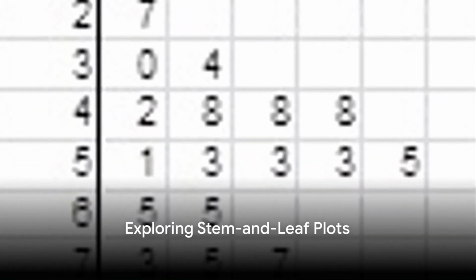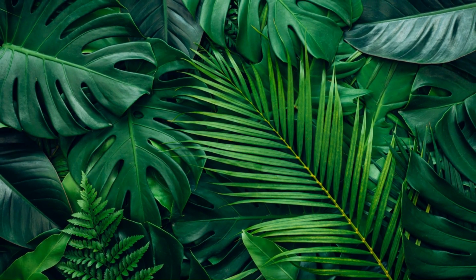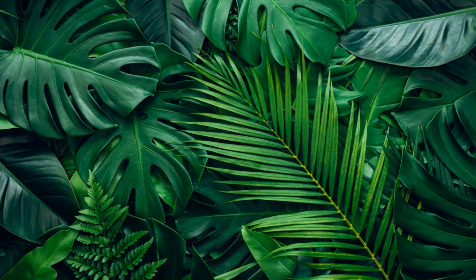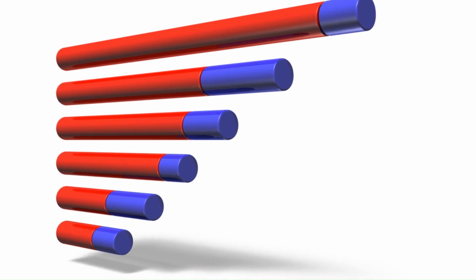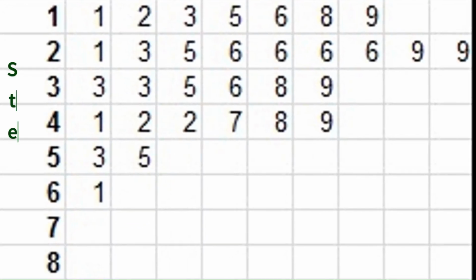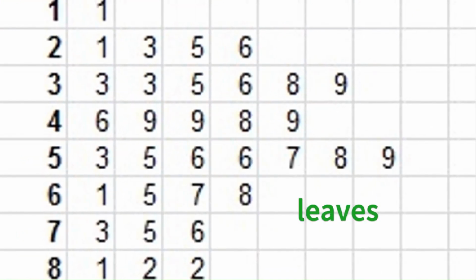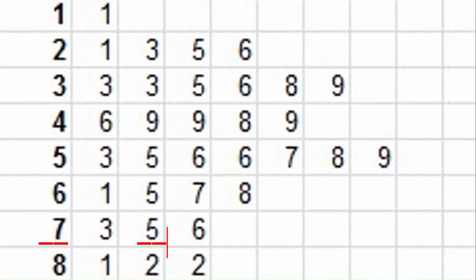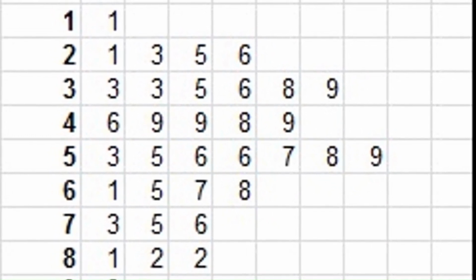of it all. Stem and leaf plots are a little more complex, but they offer a detailed view of your data. Let's dive into the world of stem and leaf plots. These plots are a bit like bar charts turned on their side, but with more detail. The stem represents the leading digit or digits, and the leaf represents the trailing digits. For example, if we have the number 75, 7 would be our stem, and 5 would be our leaf.